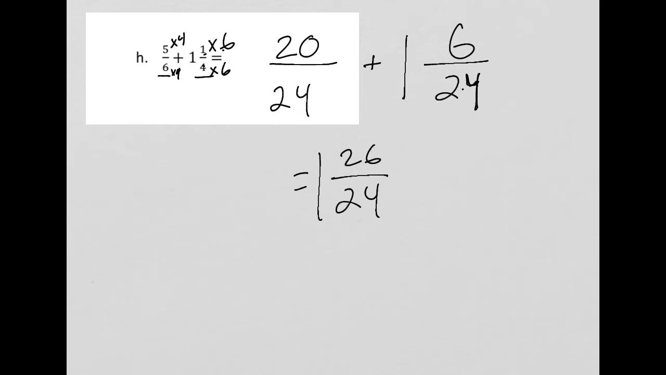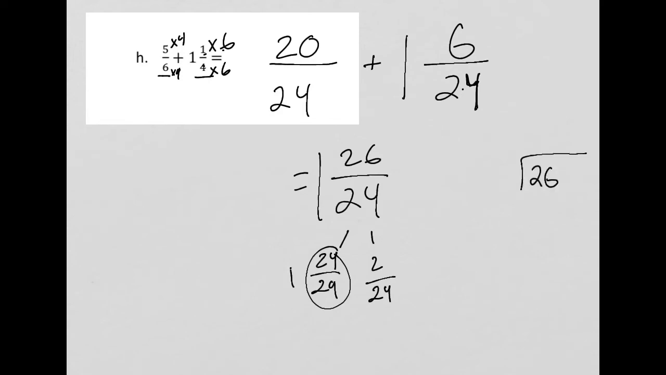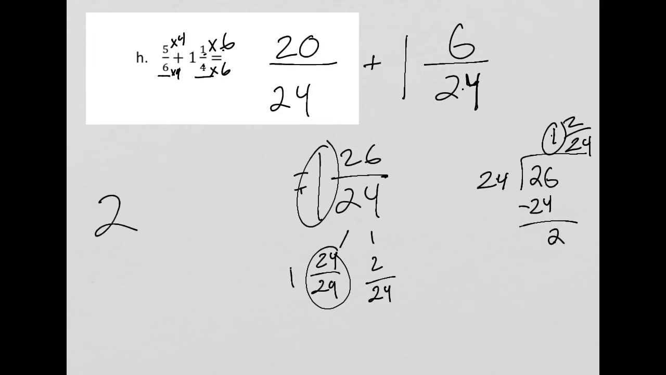Some of you guys might be able to see that you can take out 24 24ths, which equals 1. And that leaves me with 2 24ths. Or you might prefer to write it as a division equation where you're doing 26 divided by 24. And you'll get the same answer here, where you get 1 and 2 24ths. So you have to then combine that 1 with your 1 whole you already have. So now you have 2 and 2 24ths.